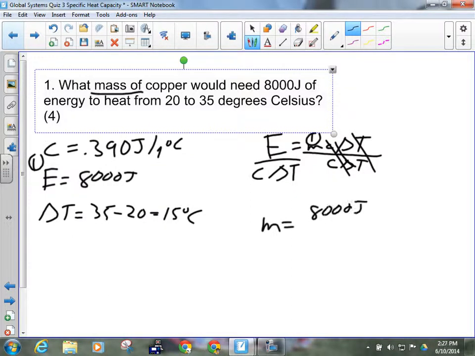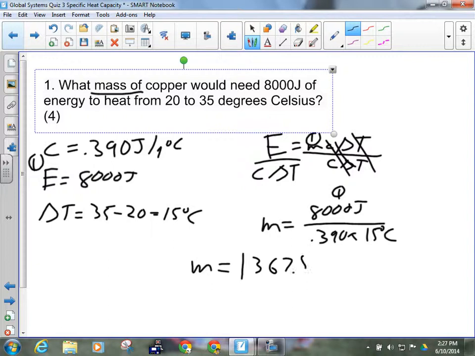8,000 joules divided by 0.390 times 15 degrees Celsius. So a mark for that. And the mass comes out to 1,367.5 grams. Fourth and final mark. Questions on that one?